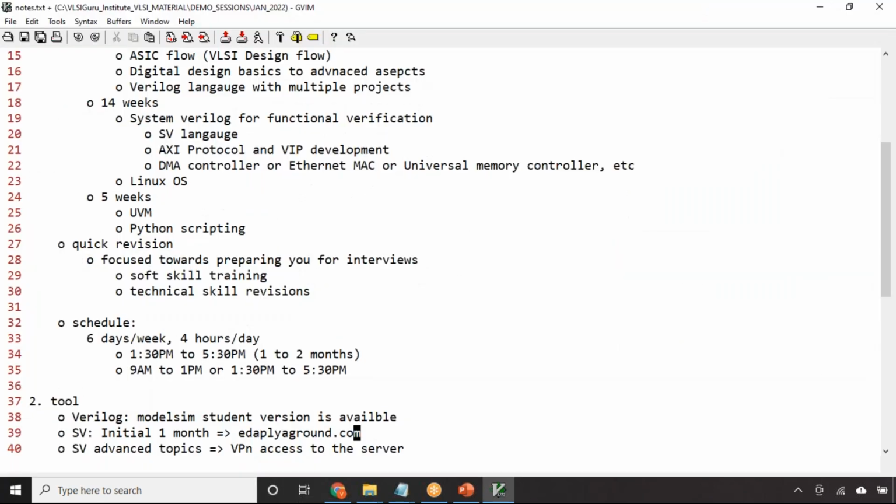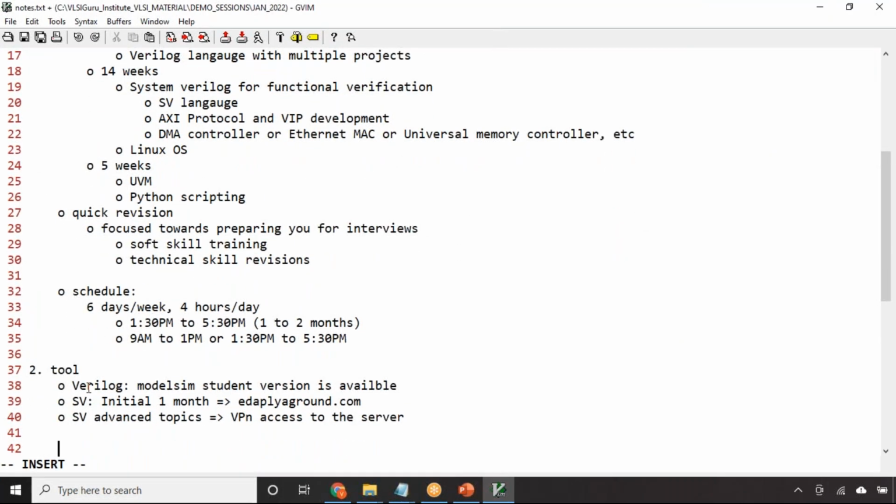So we have structured the tools usage in such a way that in one part of the training you will be using ModelSim, in one part you will be using EDA Playground, that is SystemVerilog advanced topics, and UVM you will be doing through VPN access to the server. This is how tool access will be. Now, do you have any other questions, Akshay?